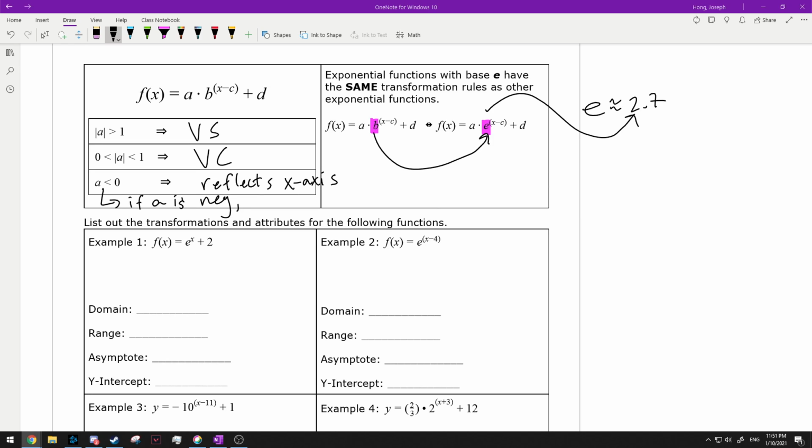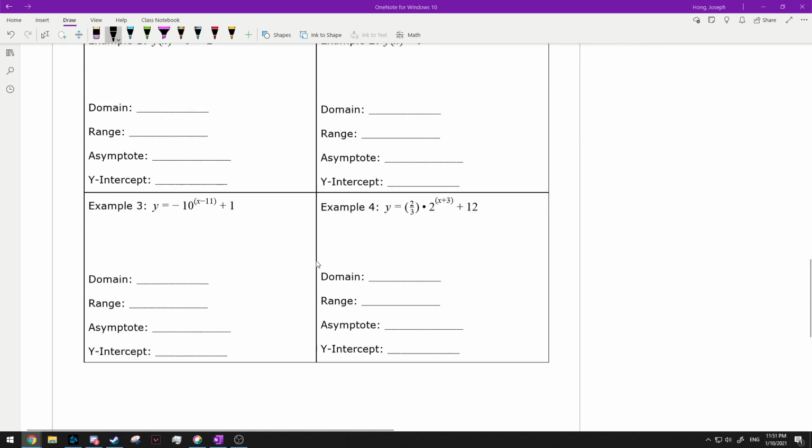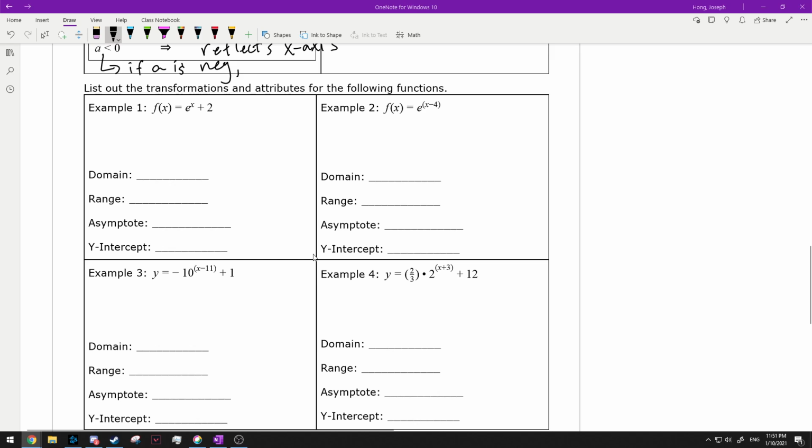Nice. So here's some practice problems. I'm not going to do all of them because I don't want the video to take too long. I'm going to let you guys practice as well. So let's try this one, a very simple one. I'll do number 1, I'll do number 3. Example 1 is saying e to the power of x plus 2. What's going on? As in, list out the transformations and attributes.